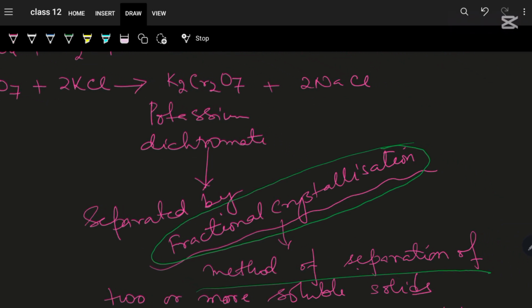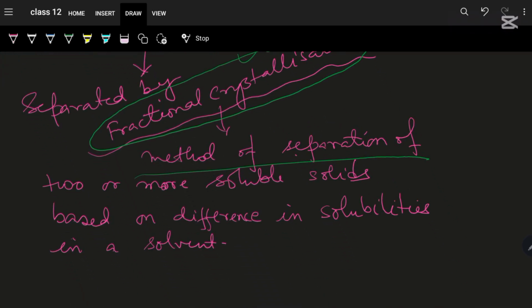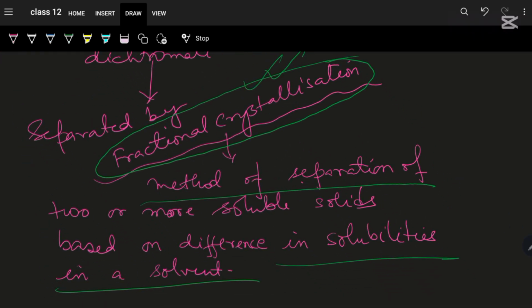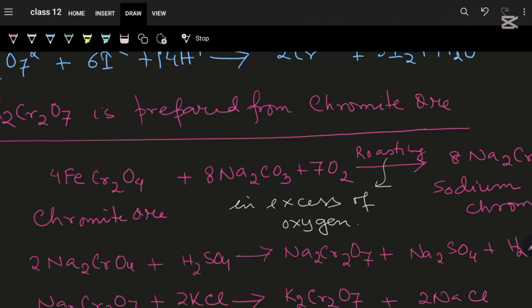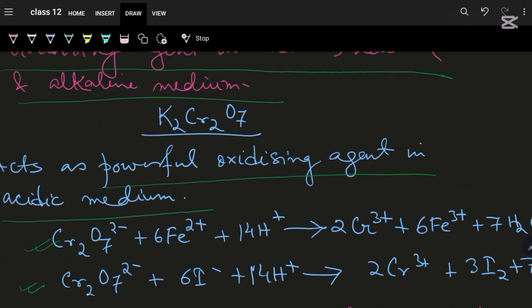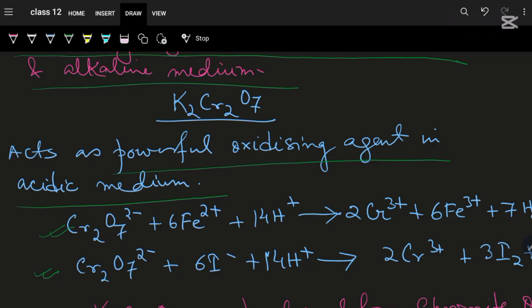This potassium dichromate can be separated by the fractional crystallization method. That is the method of separation of two or more soluble solids based on the difference in solubilities in a solvent. So here are the important reactions. You can study a couple more reactions of KMnO4 and K2Cr2O7 and the structures related to this unit from your NCERT.